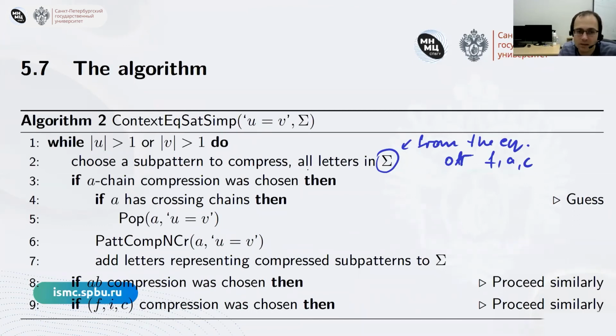So we make a non-deterministic guess whether it's crossing or not. If it's crossing, then we uncross it, then we make the appropriate popping, and then we make the compression. Okay, and of course we need those new letters in the signature, but then they could be removed by the trimming. And a similar action is done for the AB compression and for this FIC compression. So we make the non-deterministic guess whether it's crossing or not. If it's crossing, then we make the appropriate uncrossing, and afterwards we make the pattern compression.